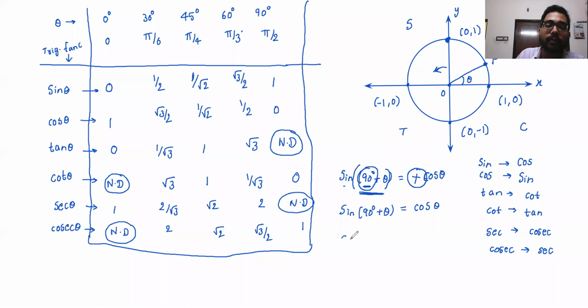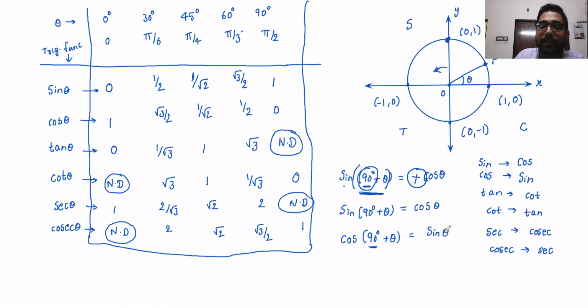Similarly, if I have cos of 90 plus theta, what will I do now? See, an odd multiple of 90 is there, because it is 90 into 1. Odd multiple of 90 means 90 into 1, 90 into 3, 90 into 5, or 90 into minus 1, 90 into minus 3, and so on. So the function will change. Cos will change to sine, so immediately write sine theta.